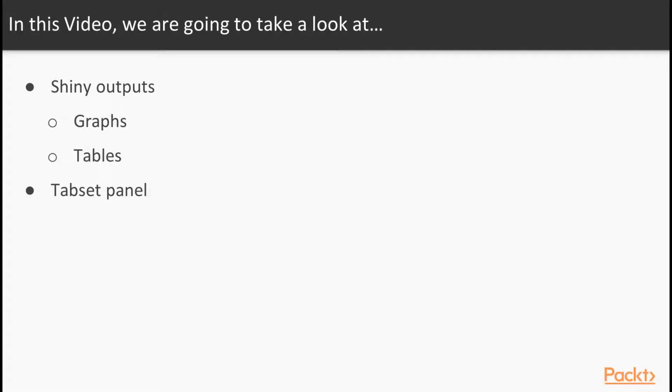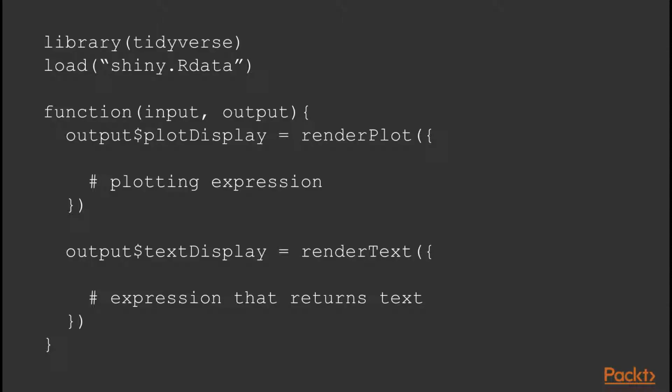In this video, we will look at two of the three basic types of output in Shiny applications: graphs and tables. We will look also at the tab set panel layout function, which can be used to keep your outputs separate from each other. Before we look at the outputs, which are all defined in the server.r file, let's recap by looking again at the structure of the server.r file itself.